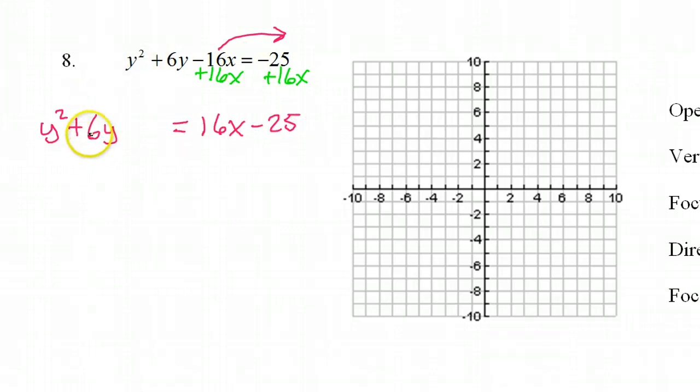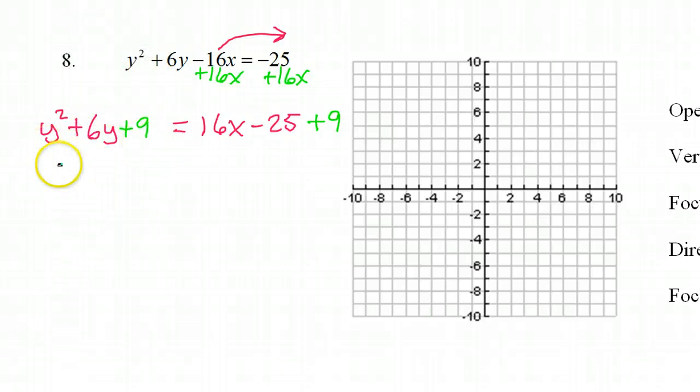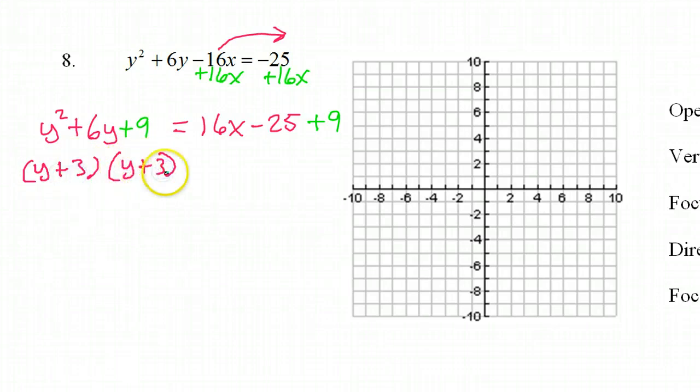So half of the middle, squared. Half of this is 3. 3 squared is 9. Because I'm adding 9 on the left, I have to be sure to add 9 on the right. So this is going to give me, anytime you complete the square, it is guaranteeing that it will factor as the same thing twice. y plus 3 times y plus 3 in this case.